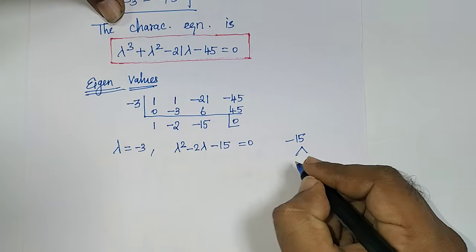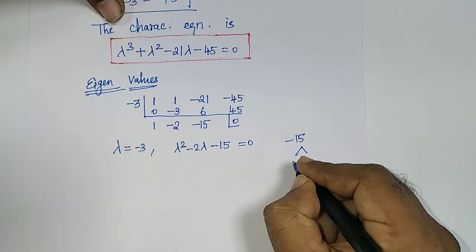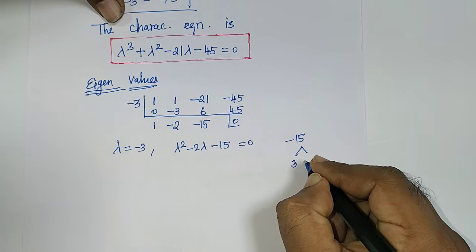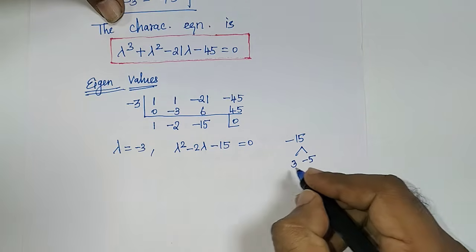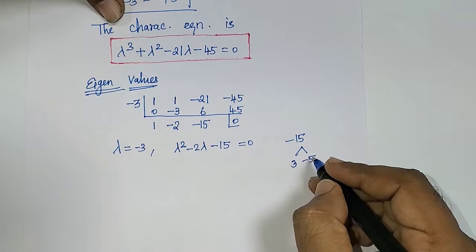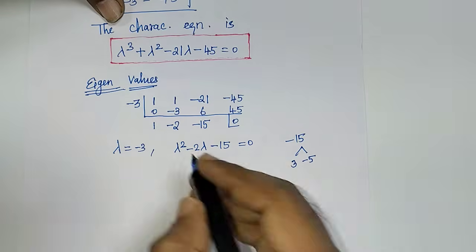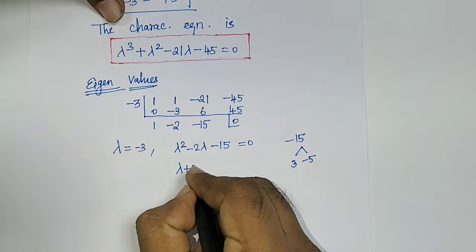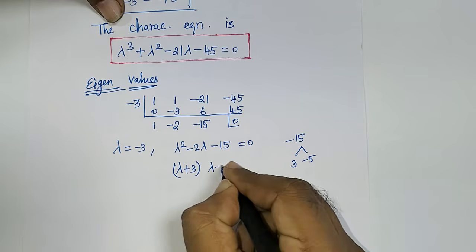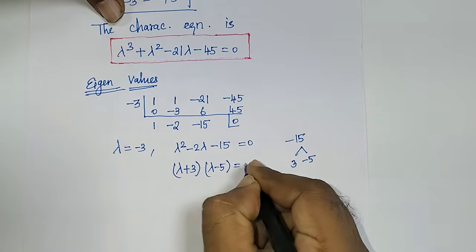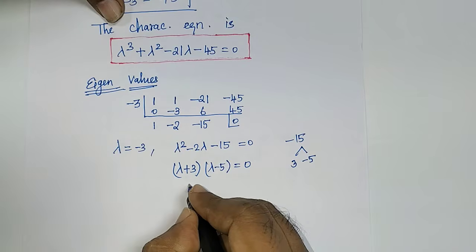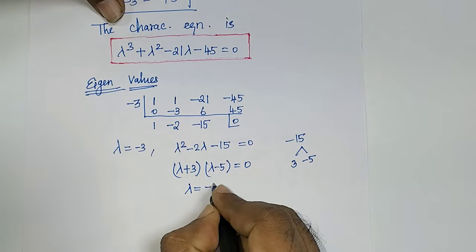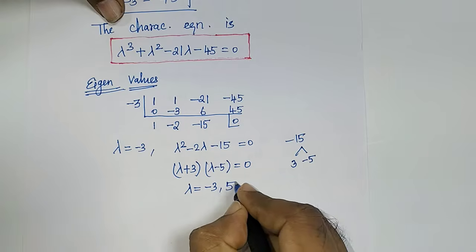So for example, I will take here 3 and minus 5. Multiply these two, you will get minus 15. Add these two, you will get minus 2. So I am writing lambda plus 3 and lambda minus 5. We converted the quadratic equation into linear factors. Now equating to 0, you will get lambda is equal to minus 3 and lambda is equal to plus 5.